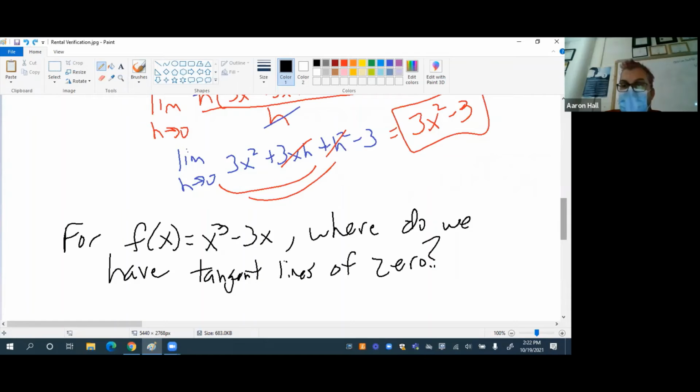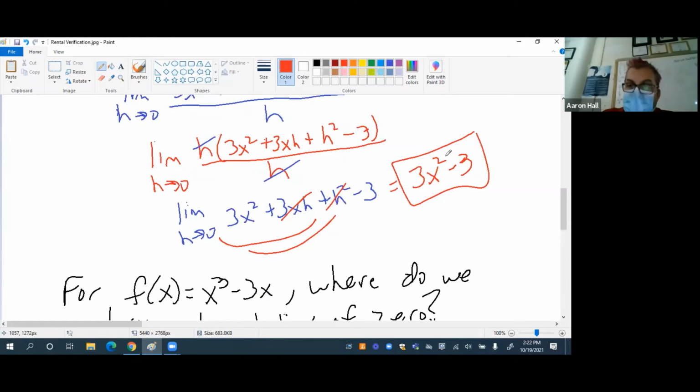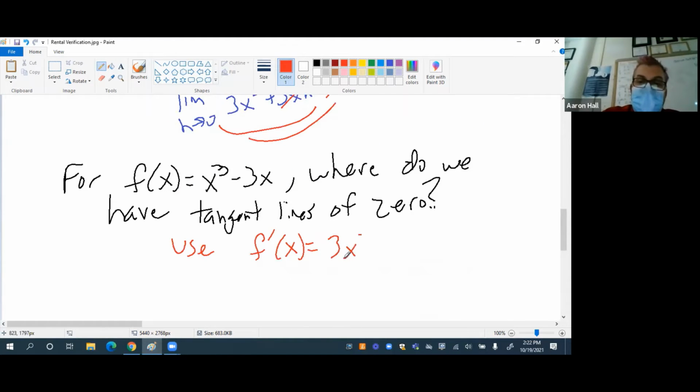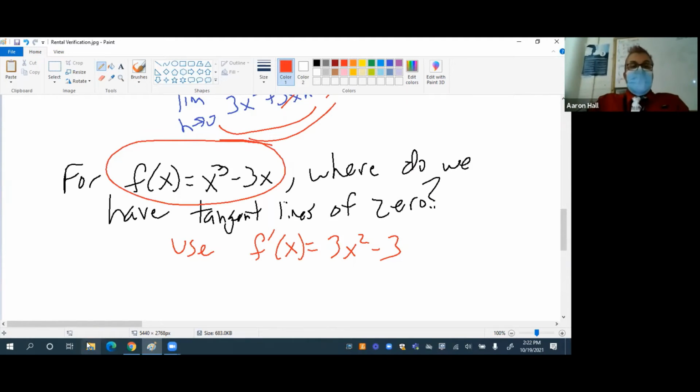Don't I use my derivative function? I'm going to use f prime of x equals, what did we say it was? 3x squared minus 3. How does that help? I want slopes of 0. Where do I have, for this cubic function, a slope of 0? Drew, any ideas?